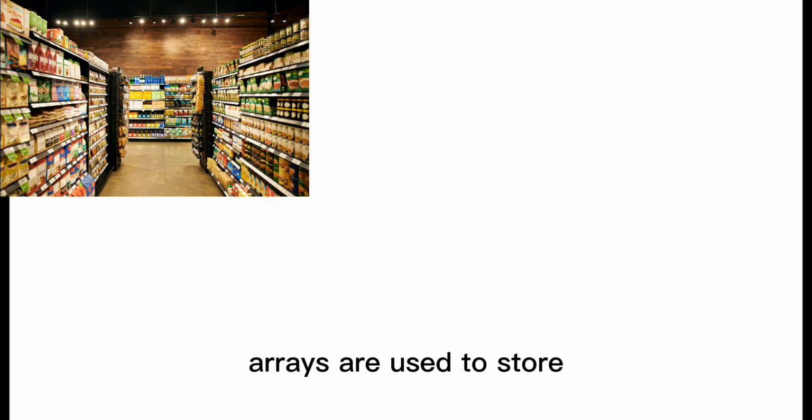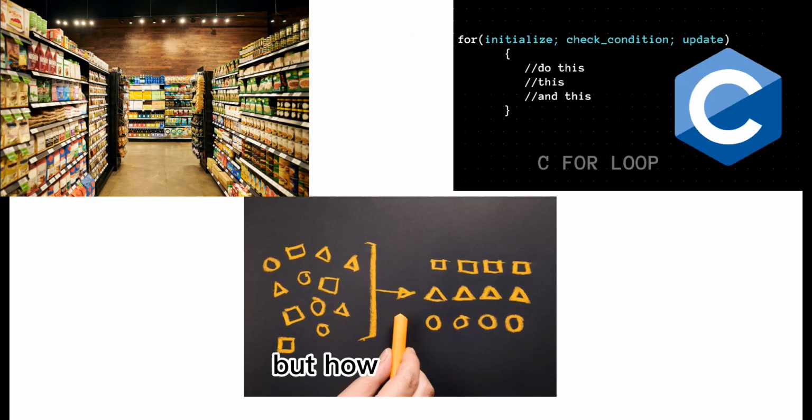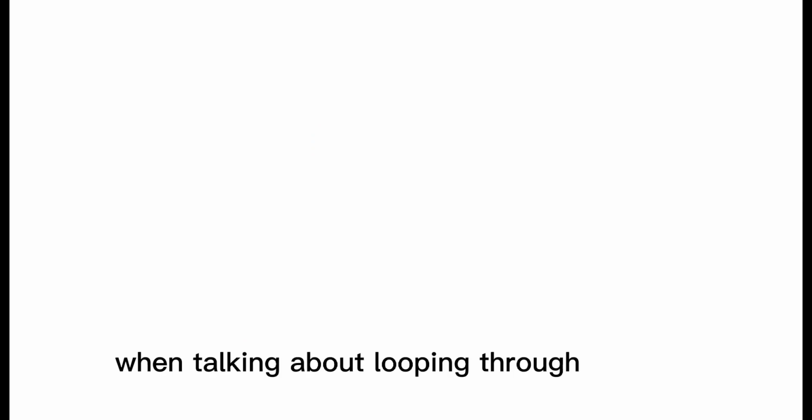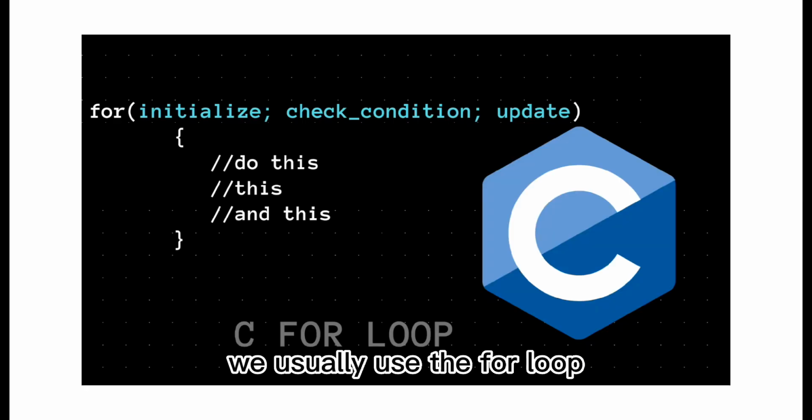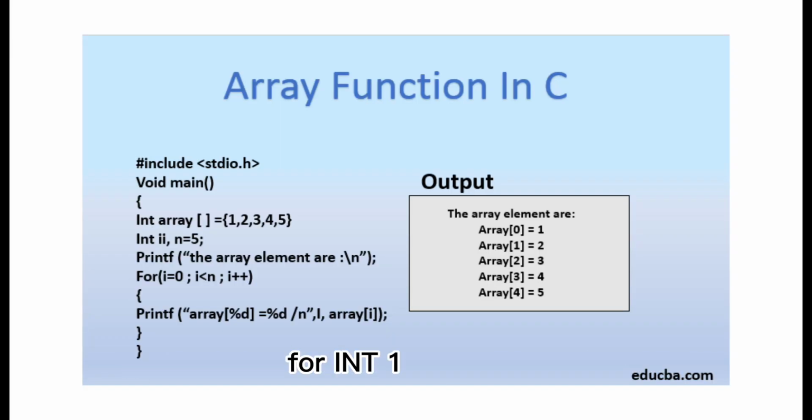Arrays are used to store, sort, and loop through large amounts of data in an orderly fashion. But how is this done? When talking about looping through an array, we usually use the for loop for such a case. We start with the basic syntax of a for loop: for (int i = 0; i < 3; i++).